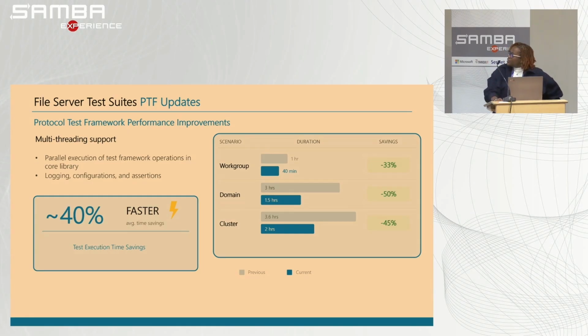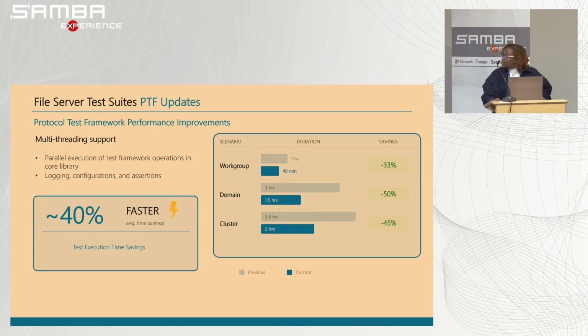We rewrote a lot of the protocol test framework. As I mentioned, it's the underlying layer that orchestrates the tests. So we added multi-threading support. Previously, everything ran sequentially, and with over 2,000 test cases, it meant long waits. So now test cases execute in parallel, each in its own execution context, with its own protocol connections, so there's no interference between threads.